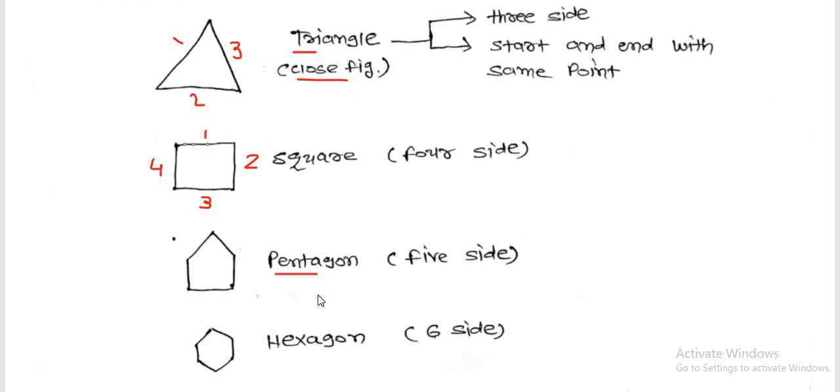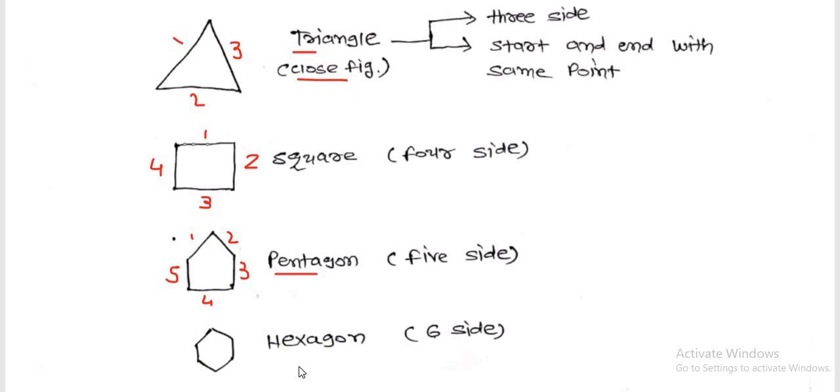Penta means 5, so you can easily understand that this figure has 5 sides. 1, 2, 3, 4 and 5.